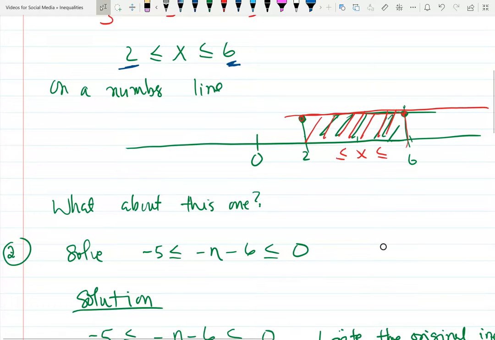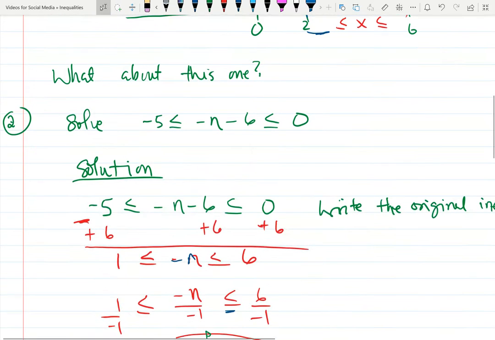How do we shade this on a number line? We have all numbers where x is greater than or equal to 2, so this is 2, and we blot it, and all numbers greater than 2 are all numbers to the right. Then x is less than or equal to 6, this is 6, and we blot it, and it's all numbers to the left. This is your solution set: x greater than or equal to 2, less than or equal to 6. You're done.